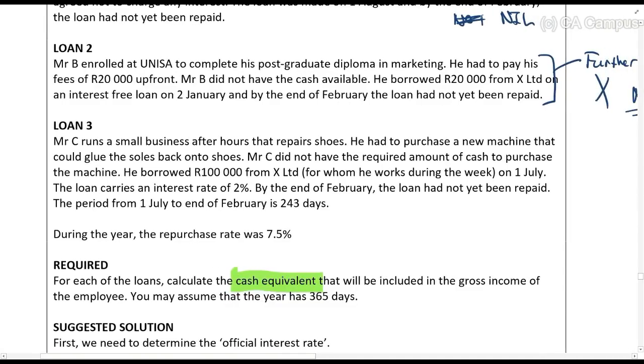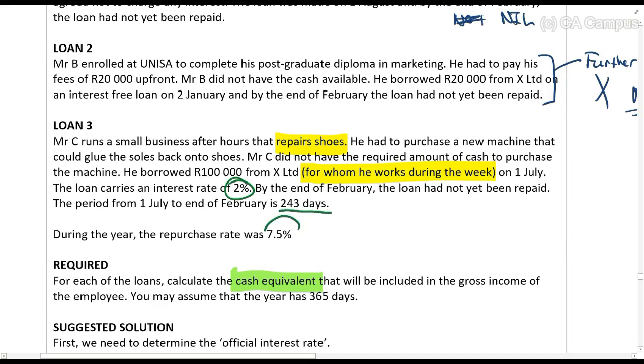Loan 3: Mr. C runs a small business after hours that repairs shoes. Okay, so that's a trade that he is carrying on. He had to purchase a new machine that could glue the soles back onto the shoes. Mr. C did not have the required amount of cash to purchase the machine, so he borrowed R100,000 from X Limited, for whom he works during the week, on the 1st of July. Okay, so he is an employee, but he also has a side business. The loan carries an interest rate of 2%. By the end of February, the loan had not yet been repaid, and the period from 1 July to the end of February is 243 days.